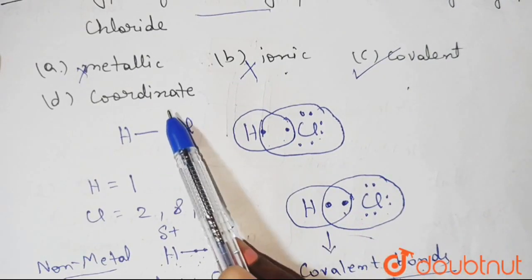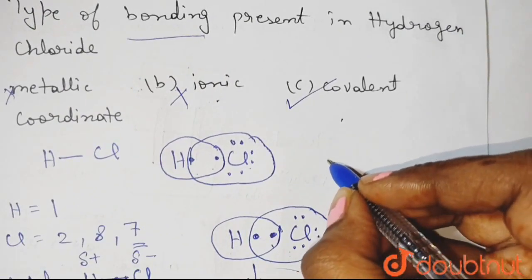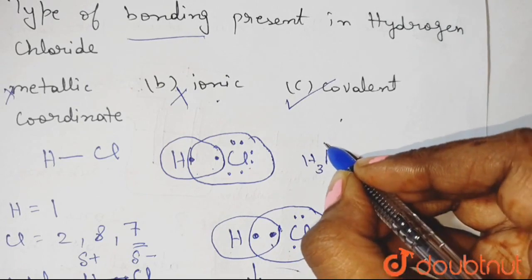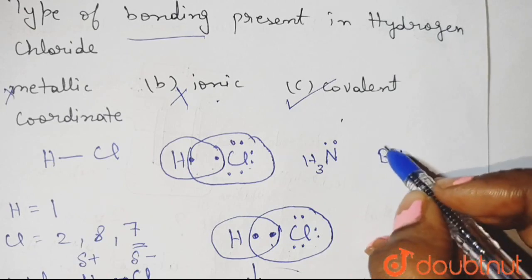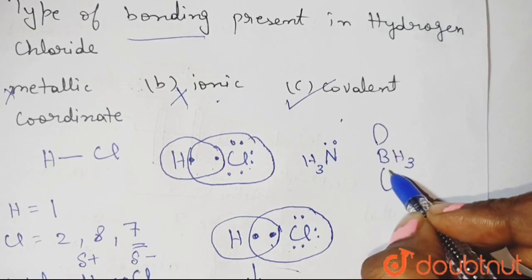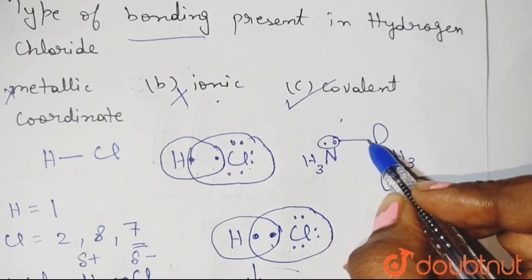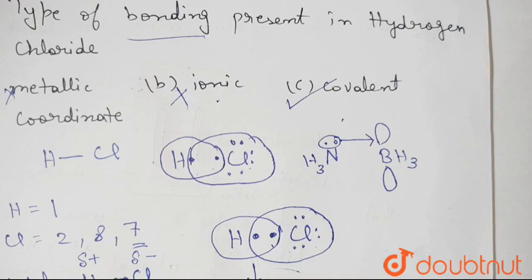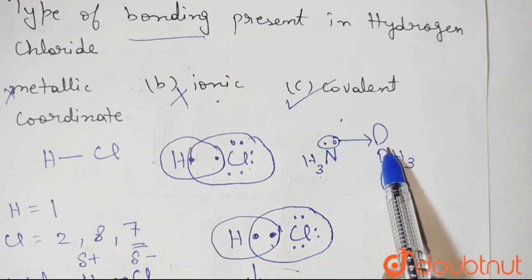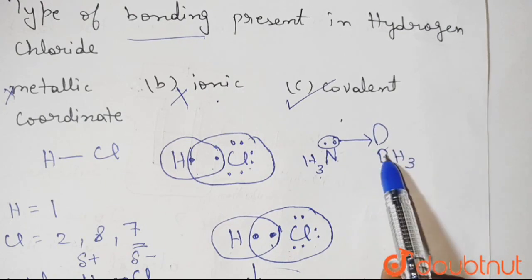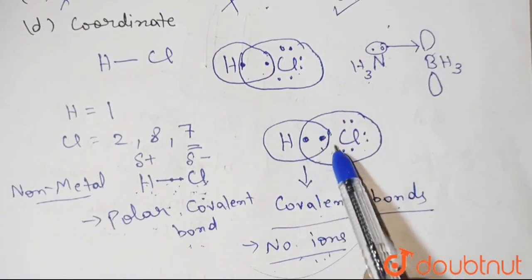Okay, coordinate bond. See, what is coordinate bond? What happens in a coordinate bond is that, let's say we have ammonia, NH3. It has a lone pair, and we also have BH3. We know that in this BH3, boron has an empty p orbital. So this ammonia donates its lone pair of electrons to this empty p orbital of boron. So whenever one atom donates its electrons to the other atom's empty orbital, that will be known as a coordinate bond.